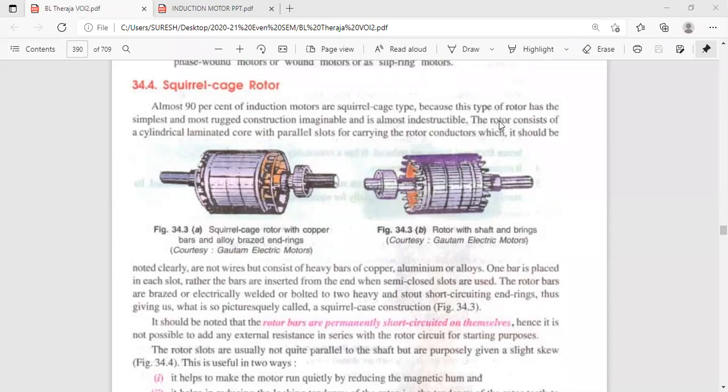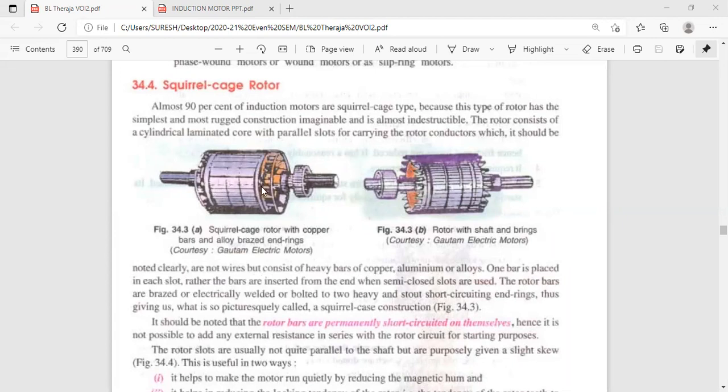Squirrel cage rotor. I'm showing it with the cursor. The rotor consists of a cylindrical laminated core iron piece. This is the laminated core with parallel slots. This is one slot, second slot, third slot, fourth slot. In the slots, what are they placing? Copper rods for carrying the rotor conductors. Rotor conductors are copper rods, which it should be noted clearly are not copper wires, but heavy bars of copper rods.